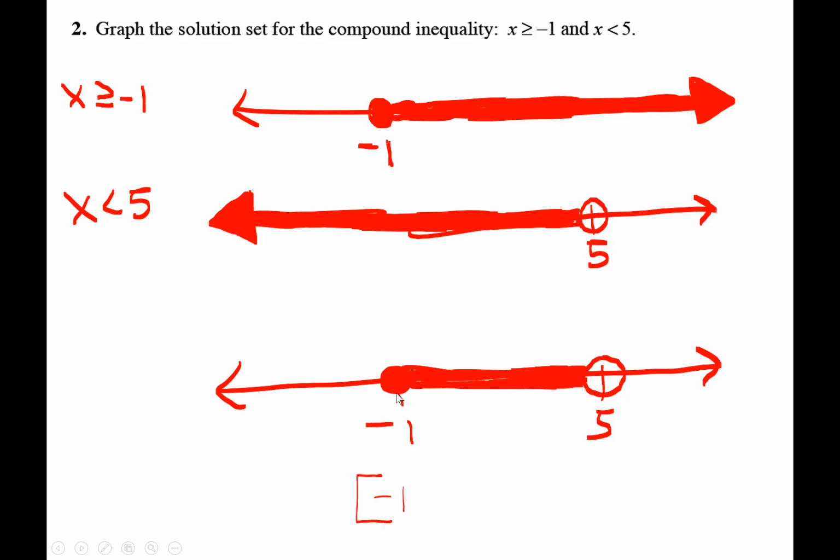Opening up at -1, comma, it's a bracket opening to the right, and we go all the way up to 5. And because it is a parenthesis, we have ourselves, because of the open dot, a parenthesis. Okay, we're good there. Number 2 is solved.